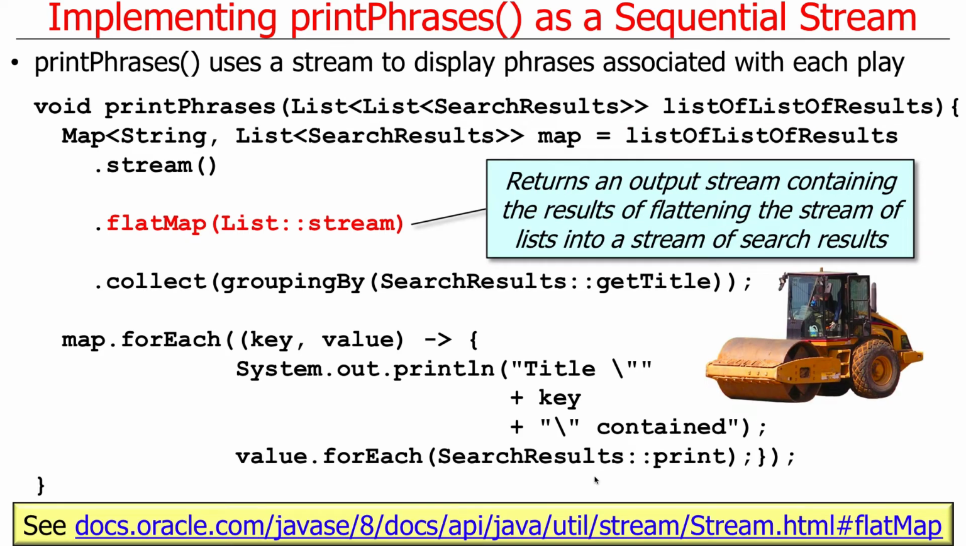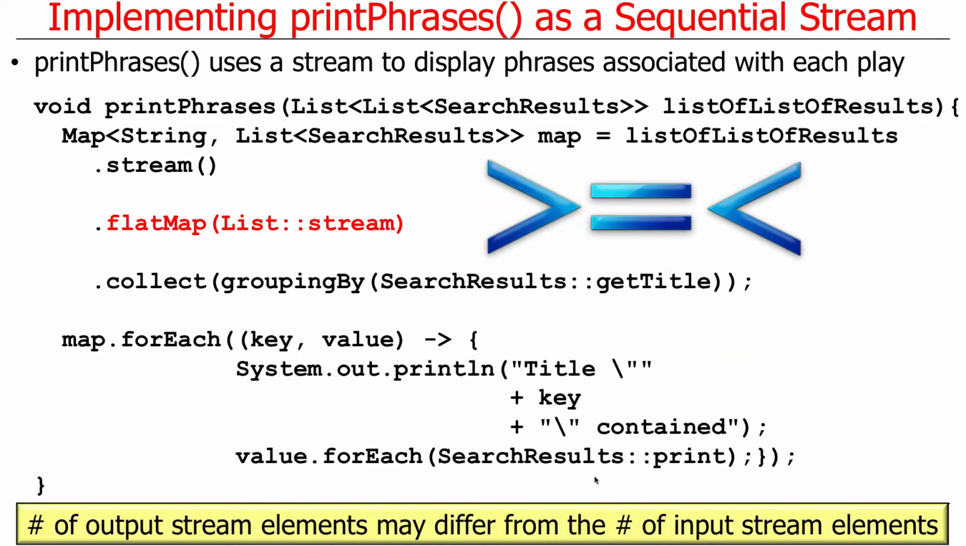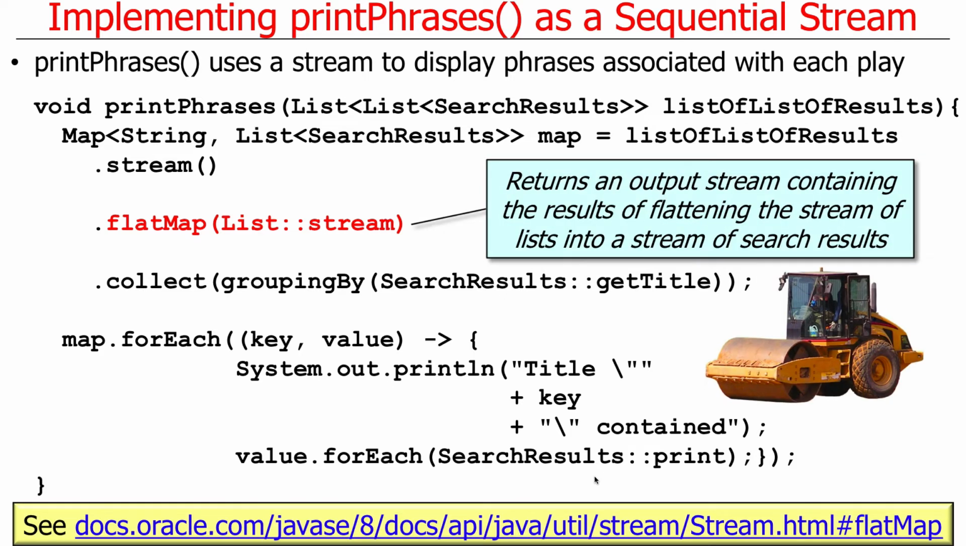And then what we're going to do is flatten everything. So we're going to use the flatMap operation, and we're going to pass it the List::stream factory method. And what that tells flatMap is to take this stream of lists of search results and turn it into a flattened stream of search results. The reason we want a flattened stream of search results is because then we can use collect.